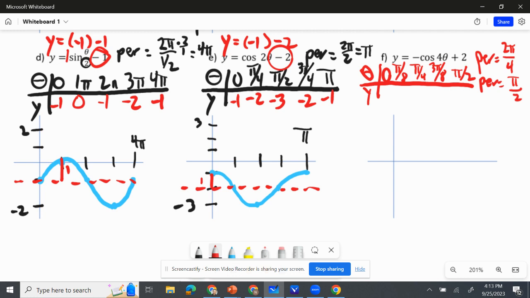Our cosine values when we write this would be y equals negative cosine, and then we have plus 2. So our first cosine value is 1. Negative 1 plus 2 is 1. Then what we have is 0. That would be 2. Then we have negative 1, which is a negative. Negative negative is a positive, so that would be 3, back to 2, and 1.